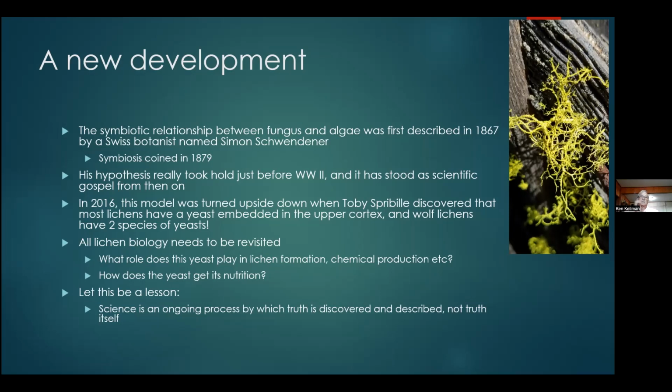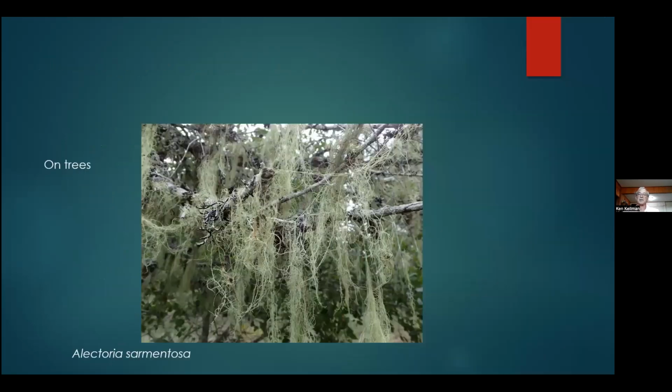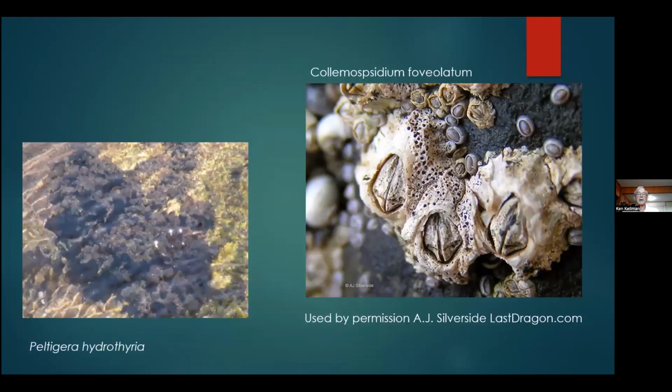So where do they grow? Well, in a simple phrase, everywhere. They grow on all the continents. They grow on rock. They certainly grow on trees. They grow on bryophytes. They can grow underwater. There are species that grow underwater. There are species of lichens that grow on barnacles in the intertidal zone. And we believe that we just discovered a new species down in Younger's Lagoon, growing in the intertidal zone.